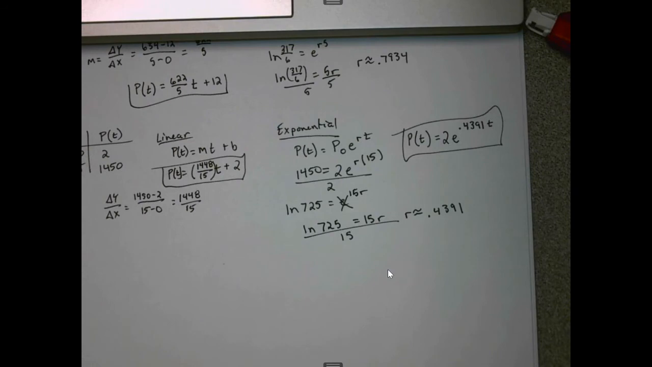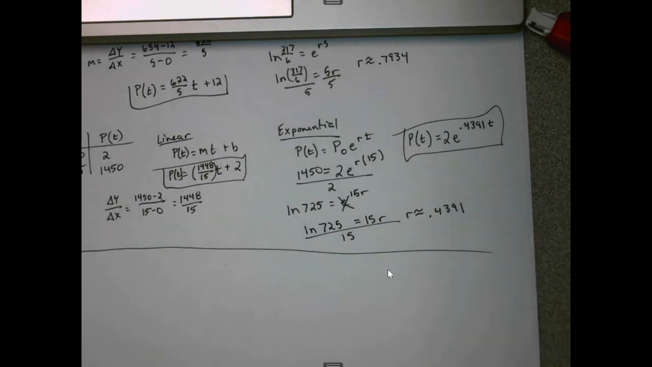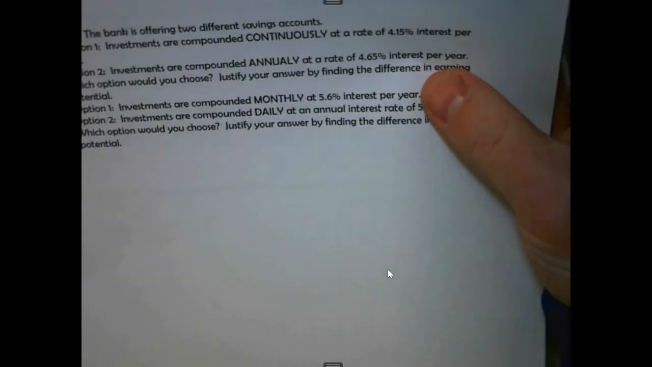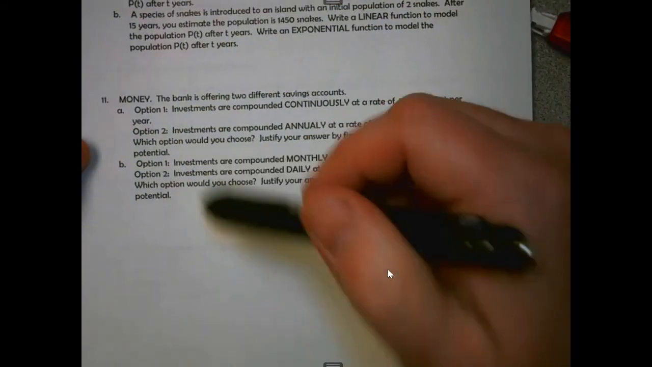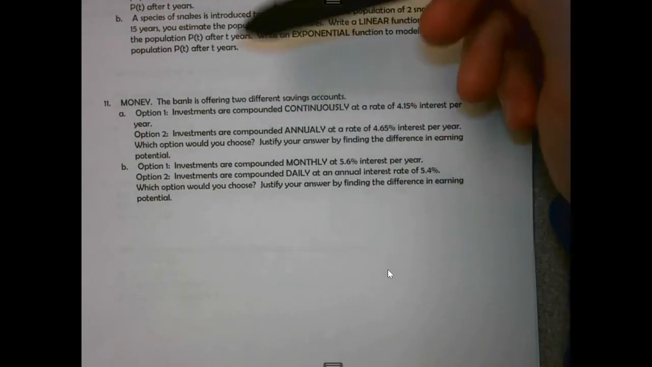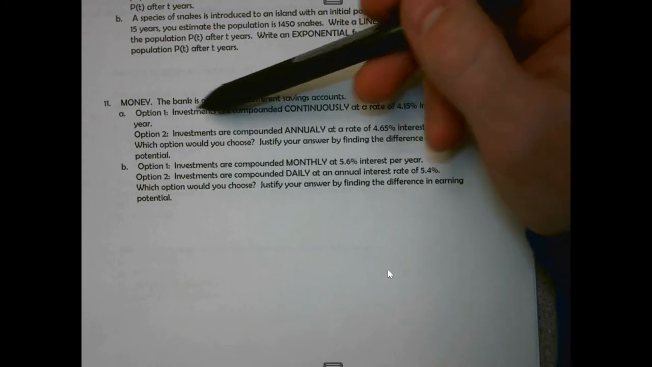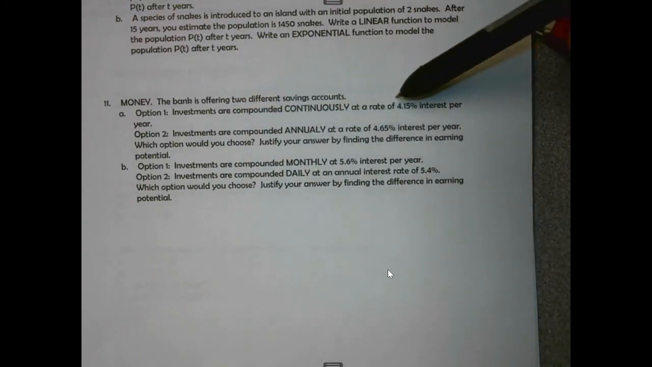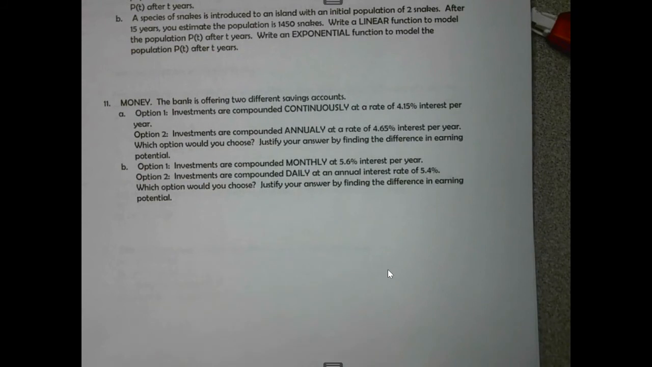Okay, and lastly, question 11 is about money. There are kind of two cases here. The bank is offering two different savings accounts, and we need to choose the best one. Option 1, investments are compounded continuously at a rate of 4.15 percent interest per year. Option 2, investments are compounded annually at a rate of 4.65 percent. Which option would you choose? Justify your answer by finding the difference in earning potential.